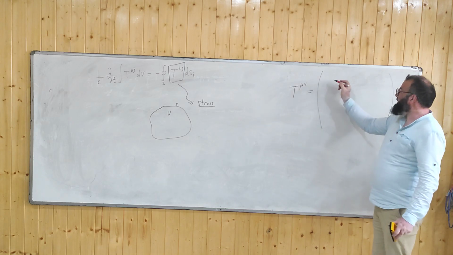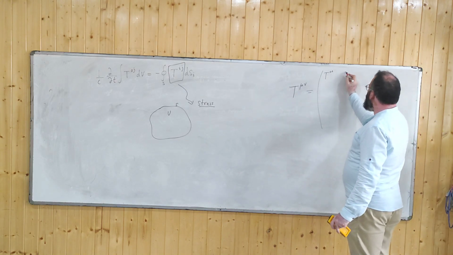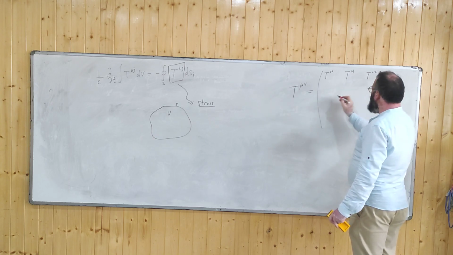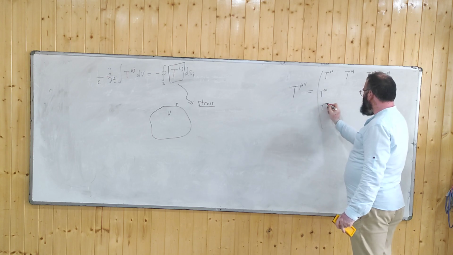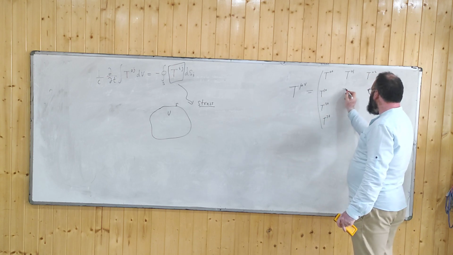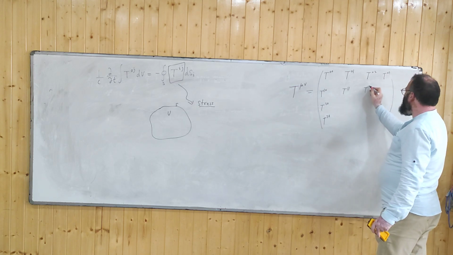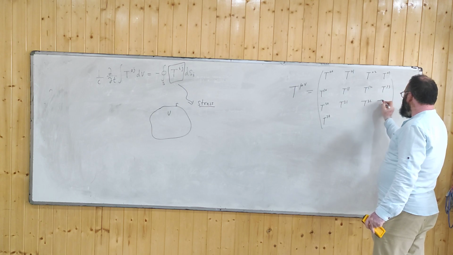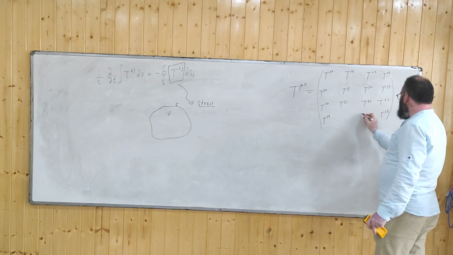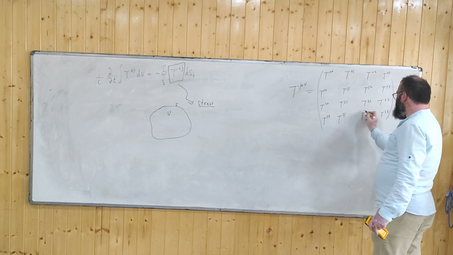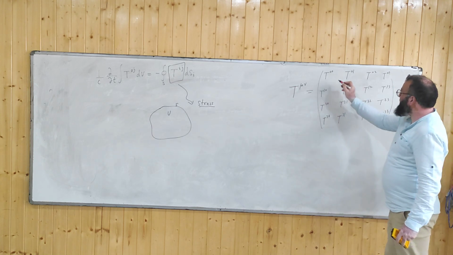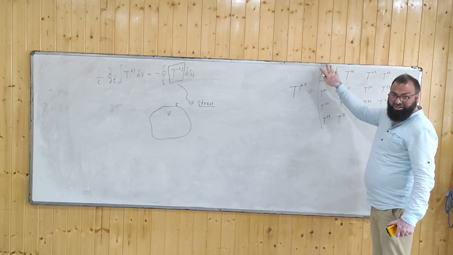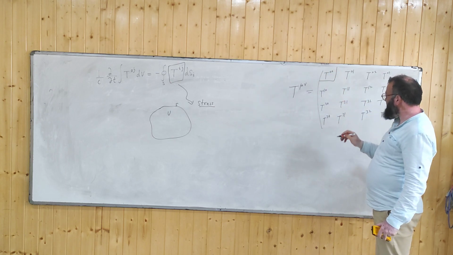Let's call this T00. Then you have T01, T02, T03, T10, T20, T30. Then you have T11, T12, T13, T21, T22, T33. Now look at this. This T00 gives me the energy density, so this will simply represent the energy density of the field.